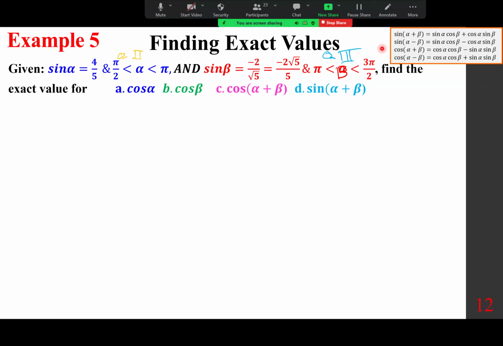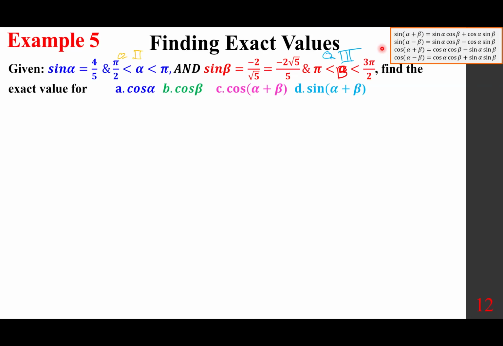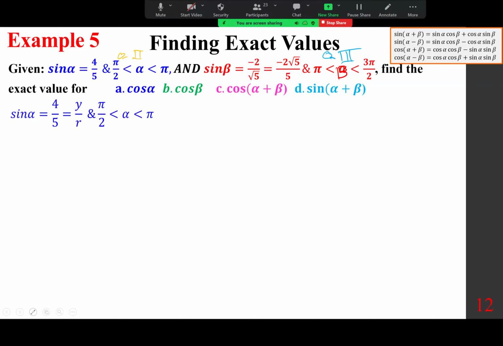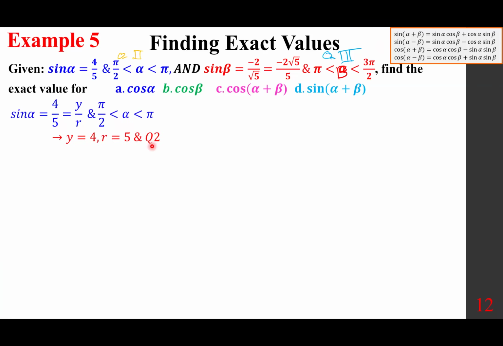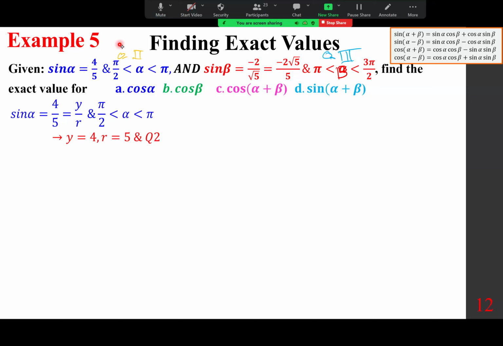All right. There are two ways. I'm going to quickly remind you of both ways that we have done with circles as well as identities. So if you go with a circle, sine is 4/5. 4/5 is y over r. And we said it's the second quadrant. So y is positive and r is always positive. Okay, 5. It's in quadrant 2 as it was mentioned.